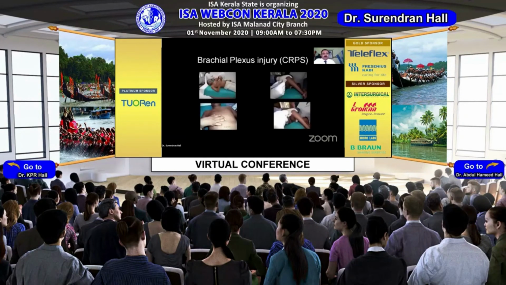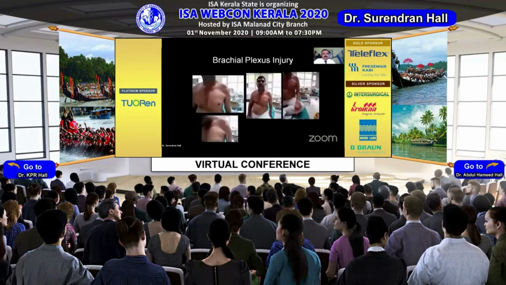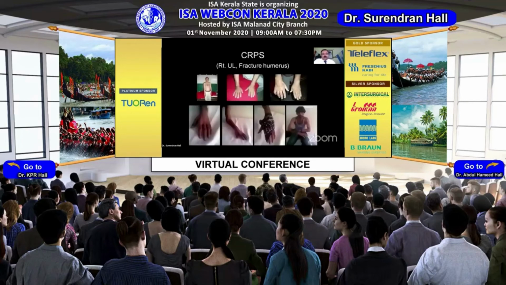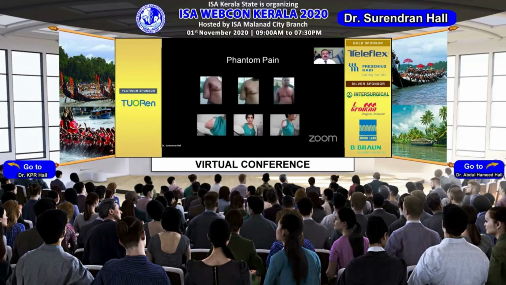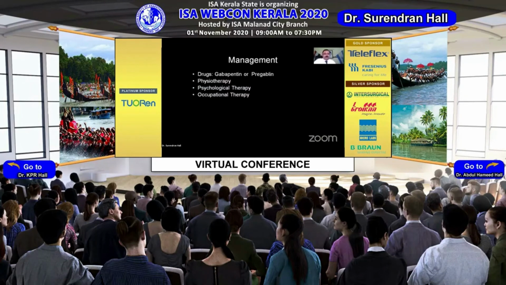Complex regional pain syndromes, a difficult entity to treat, can occur following brachial plexus injury, or following upper or lower limb fractures. There are dystrophic changes, temperature changes, hair changes, and skin changes occurring. Patients can present with phantom limb pain also, or stump pain following amputations. Treatment modalities initially include drugs, gabapentin and pregabalin commonly used, combined with physiotherapy, psychological therapy, and occupational therapy.